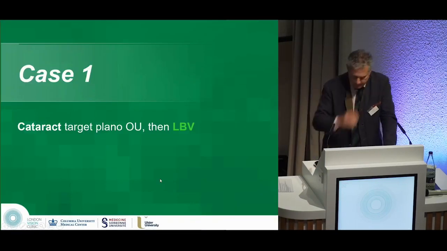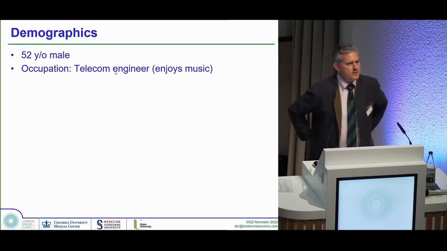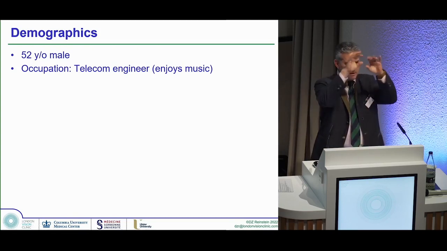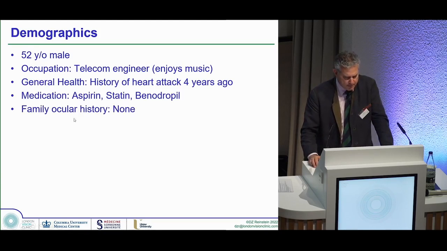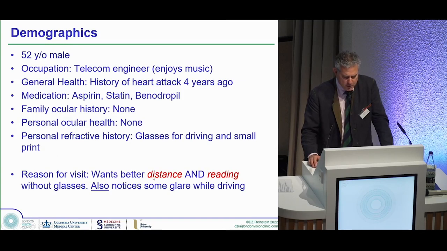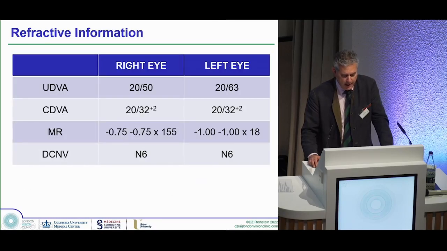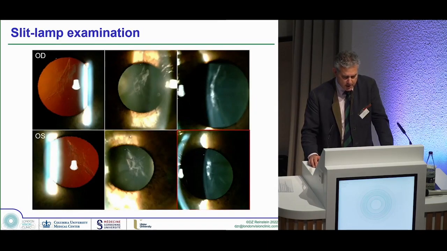Okay, so case one is the patient who presents, 52, he's a telecoms engineer, he has the belt, he goes up the pole, he does the things up the pole. He had a heart attack, he's on all kinds of medicines for that. No ocular history, driving glasses, wants better distance and reading without glasses, but also notices glare while driving. And his surgeon did this evaluation and got 20/30 best corrected with a little bit of low myopia. And this was the topographies, and this is the cataract that he had.